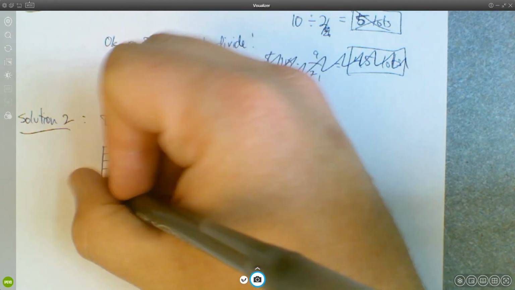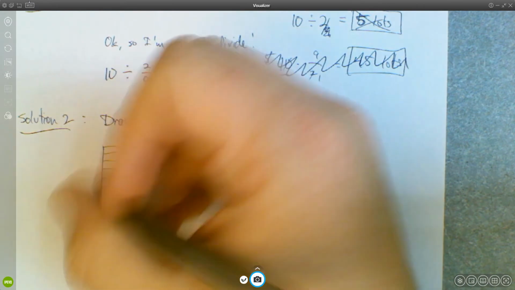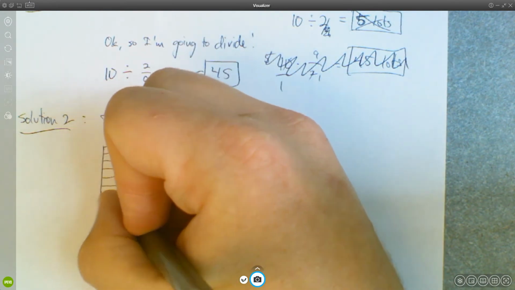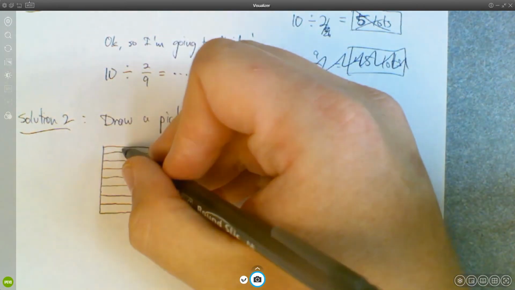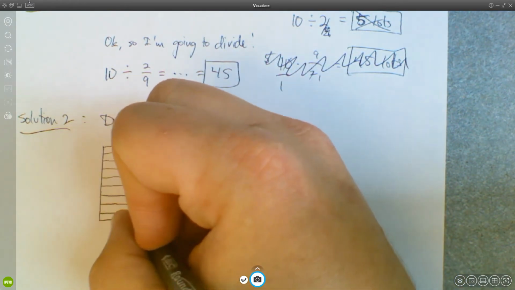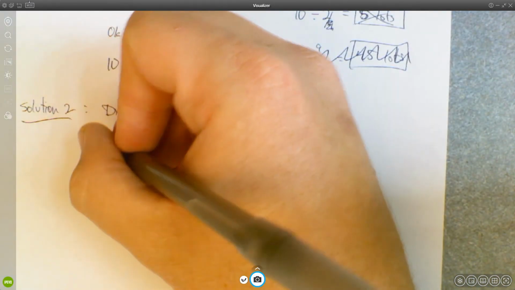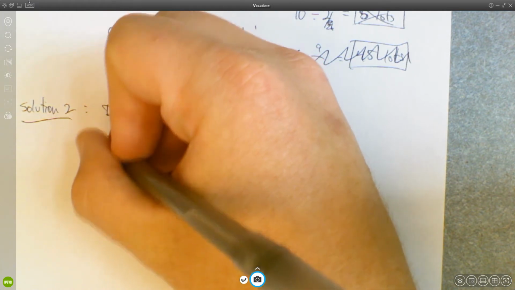1, 2, 3, 4, 5, 6, 7, 8. So I'm kind of cheating, I guess. How many parts do I have? 1, 2, 3, 4, 5, 6, 7, 8. Yeah, 9. Okay, there. So we'll pretend that this is 1 acre.